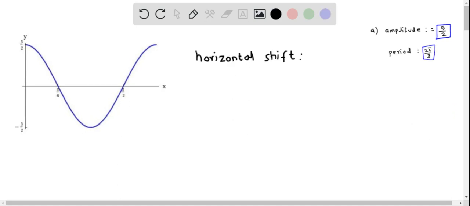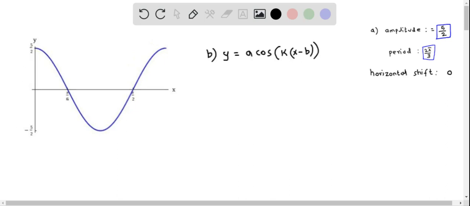Now let's determine the horizontal shift of this cosine function. When we observe the graph of this cosine function, the graph starts at the maximum value of 5 by 2. So whenever the cosine function starts at the maximum value, it is a cosine function with a zero phase shift. That is, zero horizontal shift. You can say that the horizontal shift of this cosine function is 0.